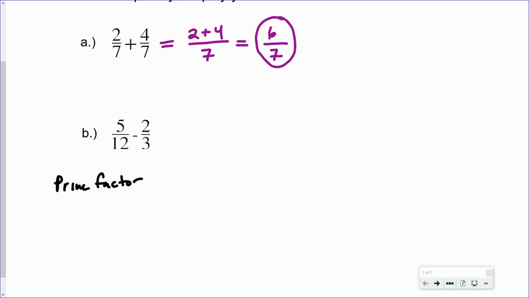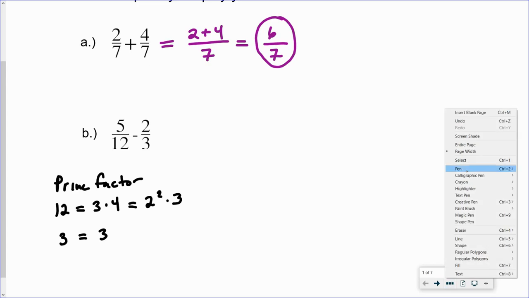the denominator. So I'm going to start off with 12. So the prime factorization of 12 is 3 times 4. 3 is a prime number, 4 is not, but 4 is equal to 2 squared. So the prime factorization of 12 is 2 squared times 3. I'm going to look at the second denominator, which is 3, and 3 is already a prime number, so 3 is already prime factored.